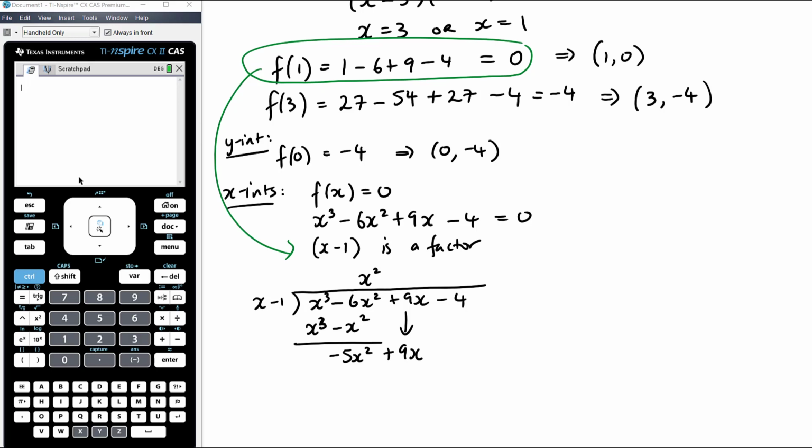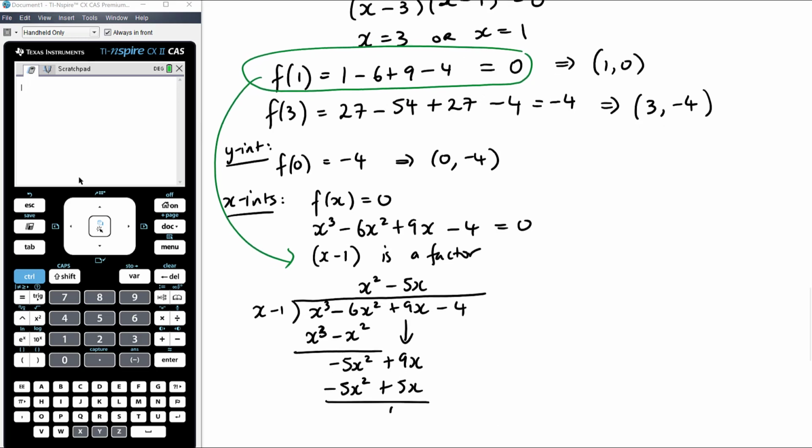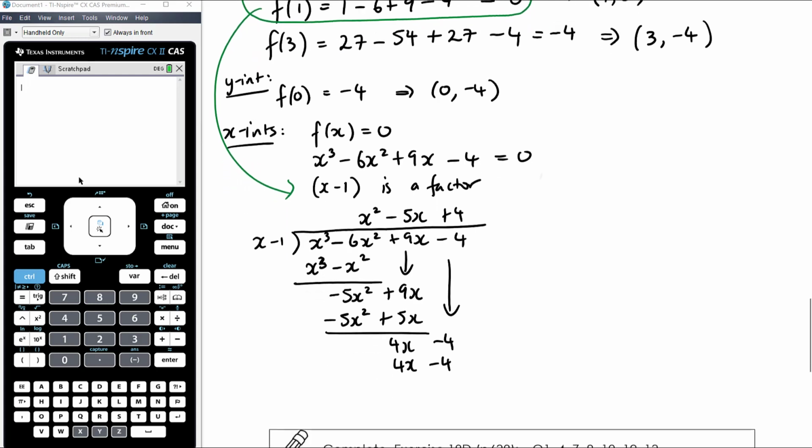So then what do I multiply x by to get negative 5x squared? That's minus 5x. Multiply minus 5x by x minus 1, and subtract. 9x minus 5x is 4x. And then we bring down our next term. What do I multiply x by to get 4x plus 4? And that's all good. We've definitely got a remainder of 0.